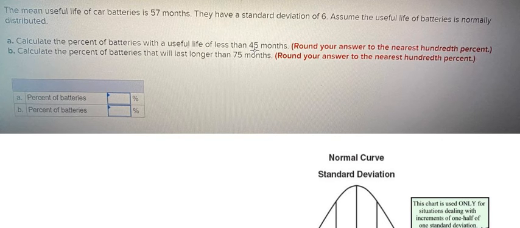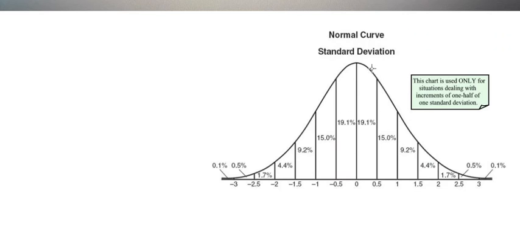A is about 45 months, B is about 75 months, and here is the normal standard distribution with the Z score. So I just use this chart to calculate the percentage. So I will show the formula.